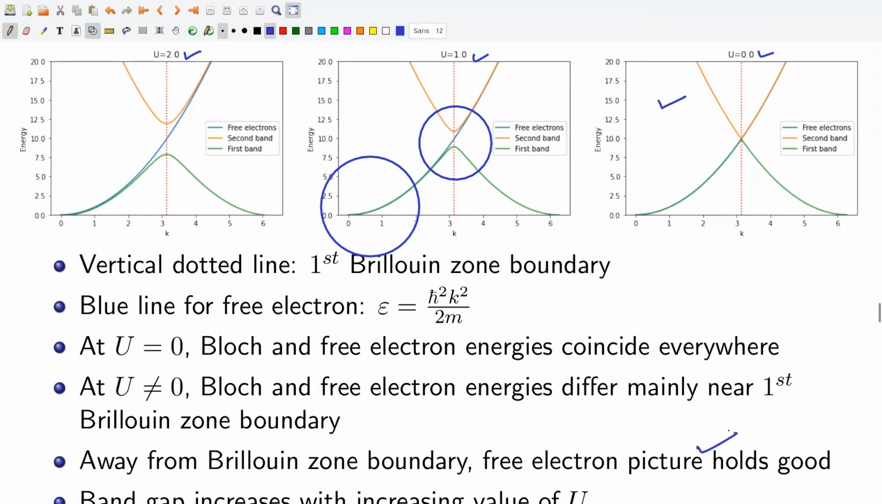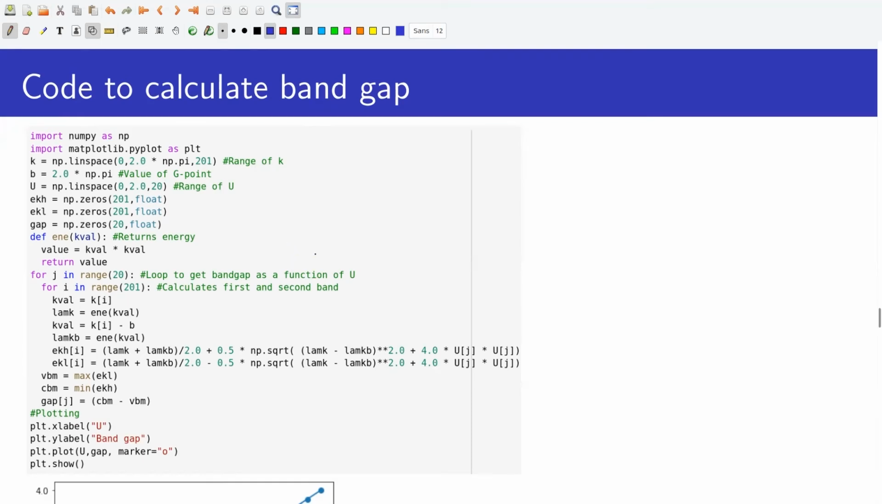Note that band gap is defined as the energy gap between the first and second band at the Brillouin zone boundary. That is, this is the band gap. The value of band gap increases with increasing U. With a very small modification of the previous code, we can plot band gap as a function of U. We vary U from 0 to 2 using a for loop.